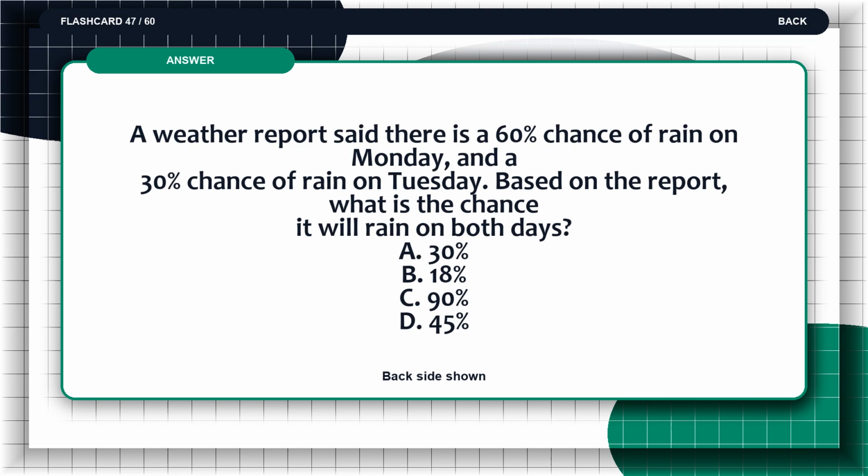The answer is, a weather report said there is a 60% chance of rain on Monday and a 30% chance of rain on Tuesday. Based on the report, what is the chance it will rain on both days? A: 30%, B: 18%, C: 90%, D: 45%.